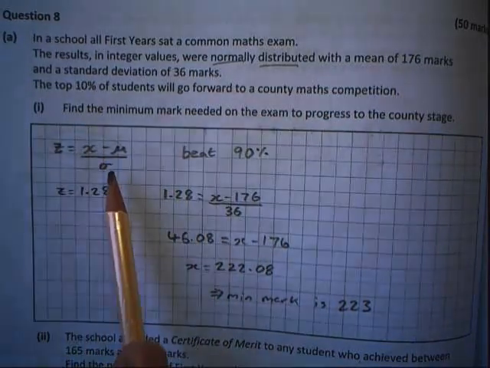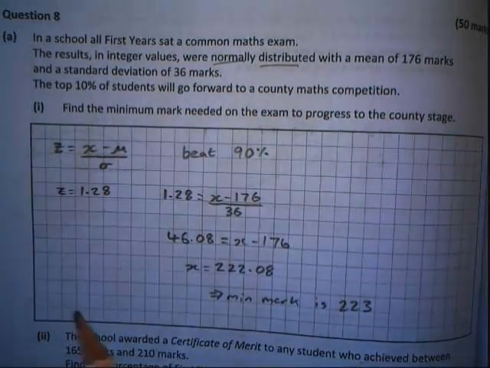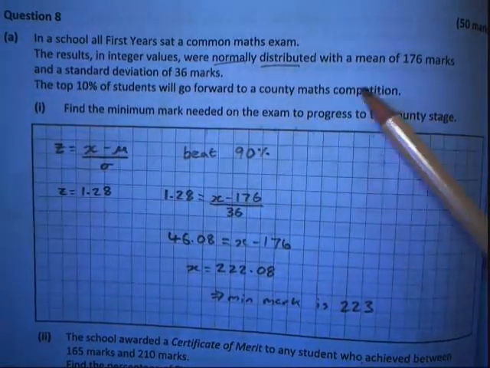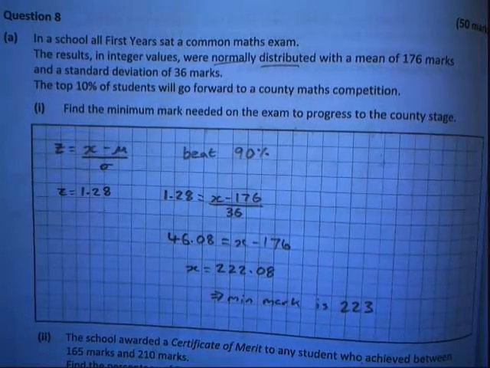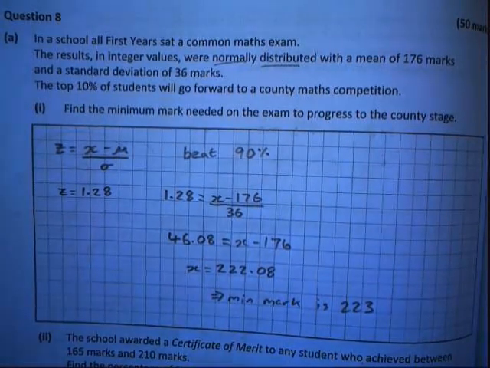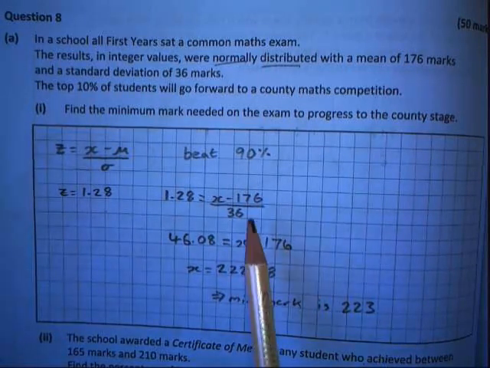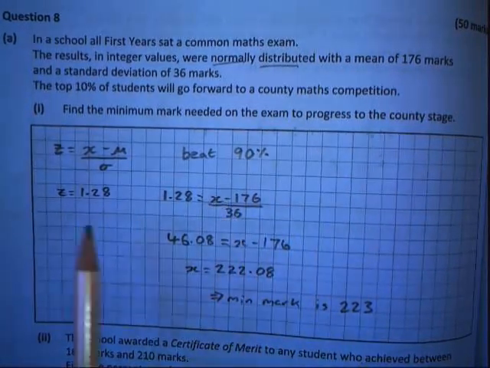Now, why this formula and not the one with root n at the bottom? This is not a sample. So there's no sample there. It's not said, oh, we picked 100 runners or we picked 500 runners. It's not a survey. It's just one race, or one exam. So you got your Z score.